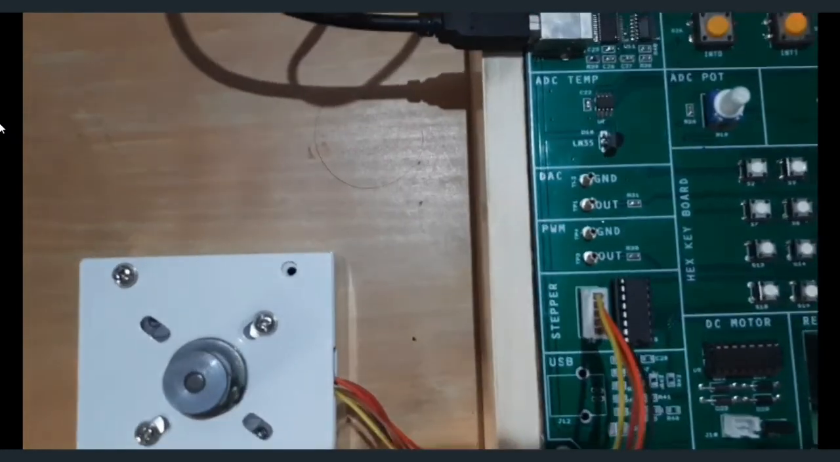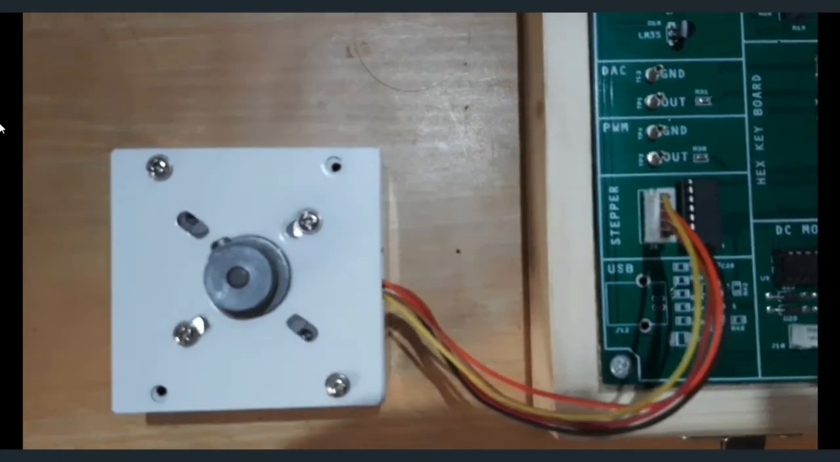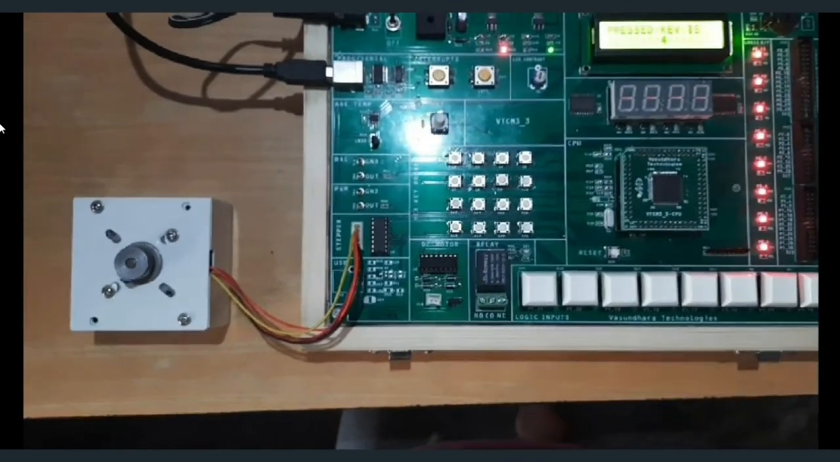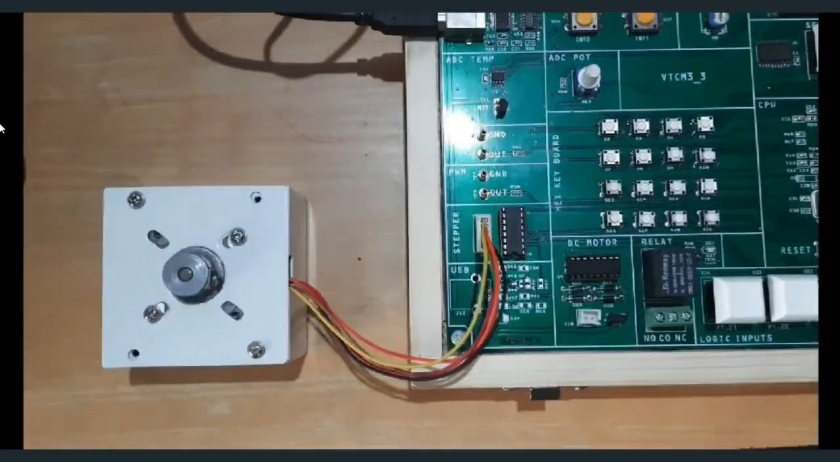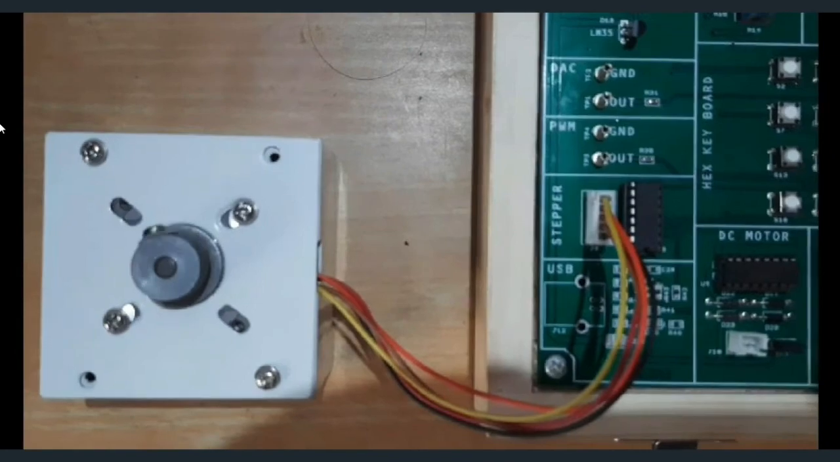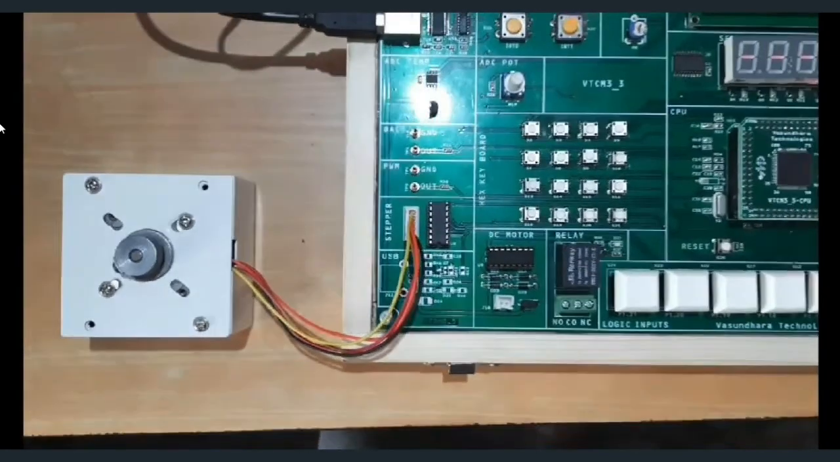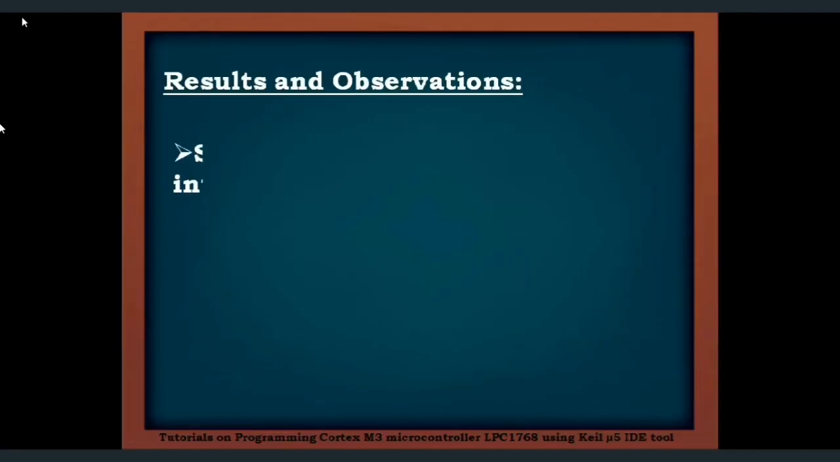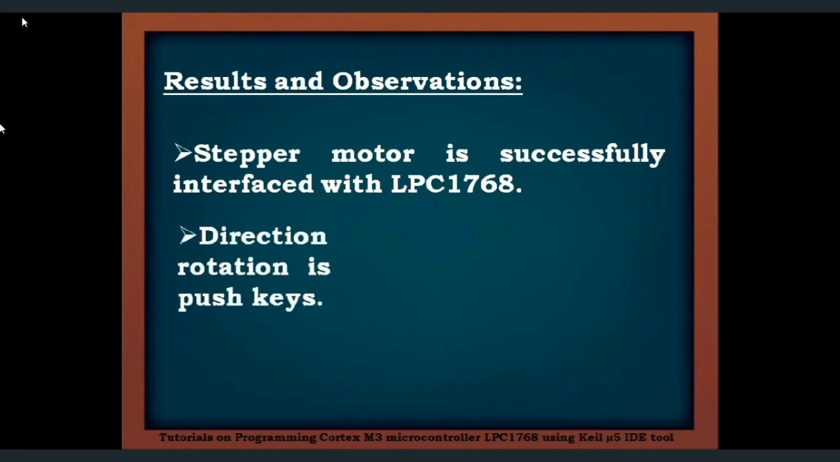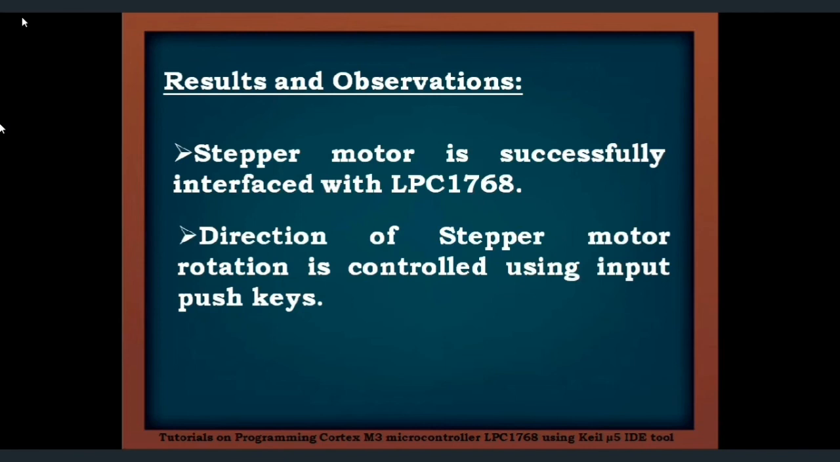So the coils are powered in the sequence D, C, B and A. And if I press the second input key, then the stepper motor rotates in counterclockwise direction, wherein we are powering the coils in the order A, B, C and then D. Next we have the results and observations. Firstly, we have successfully interfaced the stepper motor with the LPC1768 board. And secondly, we controlled the direction of rotation of the stepper motor using two input push keys.